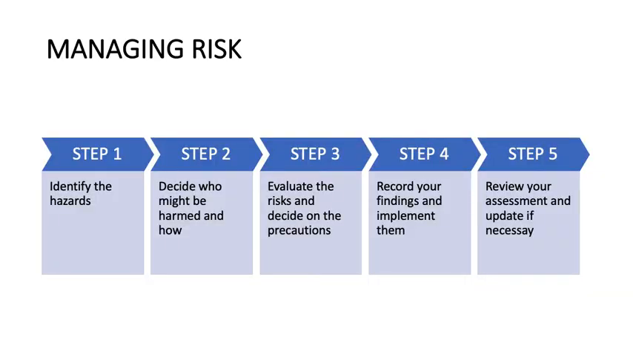Managing risk. It's always important with the training process to manage risk. Step 1, identify the hazards. Step 2, decide who might be harmed and how. Step 3, evaluate the risks and decide on the precautions. Step 4, record your findings and implement them. And step 5, review your assessment and update if necessary. Make it a high priority in choosing training locations and times of day that are conducive to quality learning and safe learning.